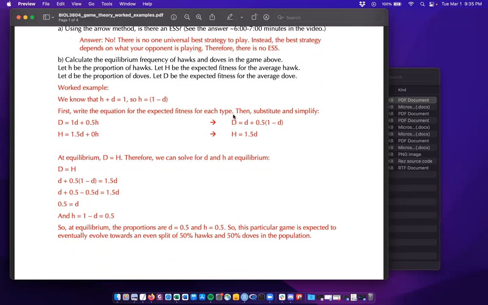Once we simplify these two things, we know at equilibrium, by definition, big D must equal big H. So we can set this equal to this. I've already done the substitution, so I can express both of these either in terms of little d or little h. And that's a good way to check your work. You could answer this question by solving for little d, and then do it again solving for little h, and make sure you get the answer that makes sense.